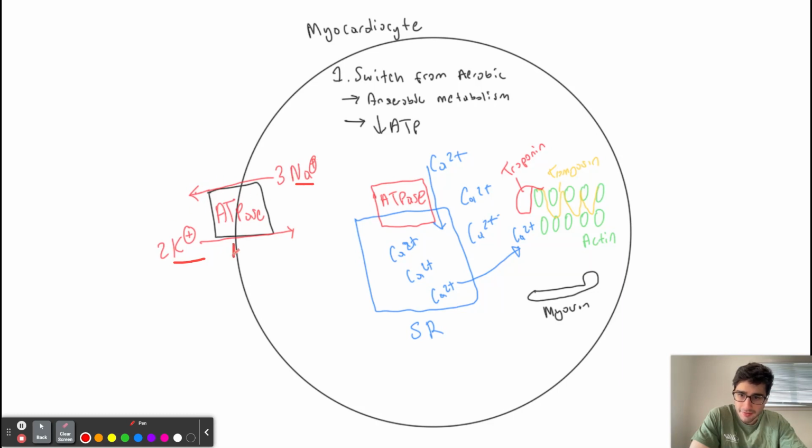Now, if you have low amounts of ATP, this pump is not going to work properly. So now we're not able to take out sodium from the myocardium. Now sodium is going to accumulate within the myocardium.